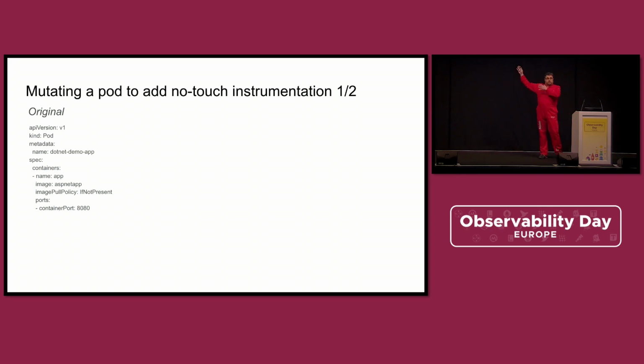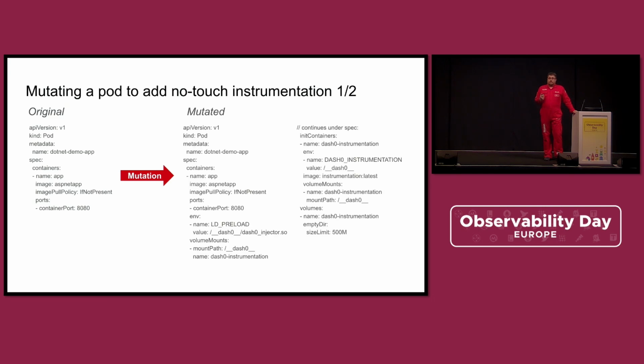If you cannot read this, I'm very sorry. I was not ready for the size of this room. The point is, it's very, very simple. It's a pod, it has one container, it has one image. Simple, doesn't get simpler. And if we put it through the mutation, for example, like the one of the Dash0 operator, which is similar to the OpenTelemetry operator, you have something a little more complicated.